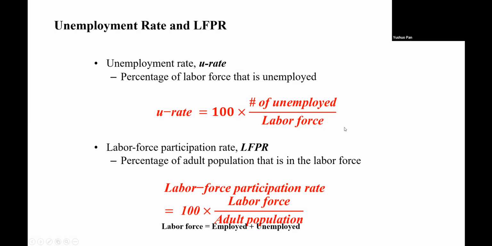Here, the denominator should be the labor force. It's not the adult population. Remember, the difference between the adult population and the labor force is that the adult population is the total number of all adult people, but the labor force only includes the people who are working or who really want to work. That's the labor force. So for the unemployment rate, the denominator should be the labor force. The people who do not want to work recently should not be included in the labor force or the unemployment rate.